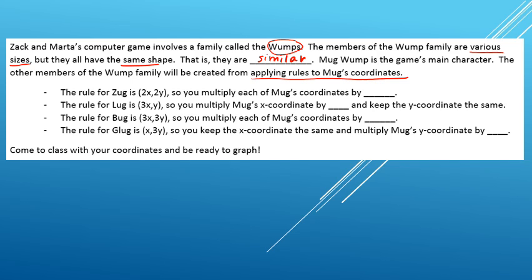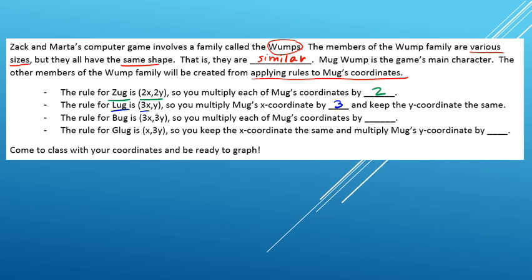So the rule for Zug is (2x, 2y). So you multiply each of Mug's coordinates by 2. The rule for Lug is (3x, y). So you multiply Mug's x coordinate by 3 and keep the y coordinate the same.